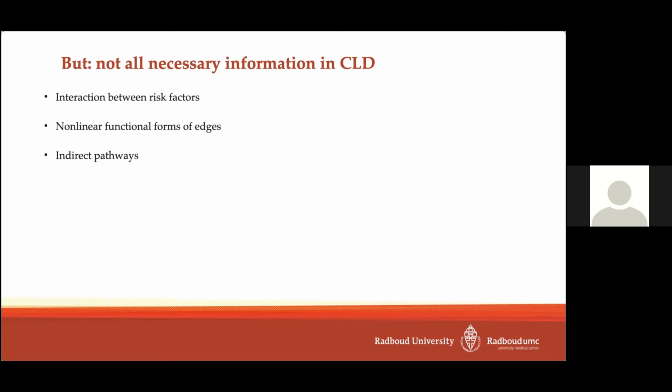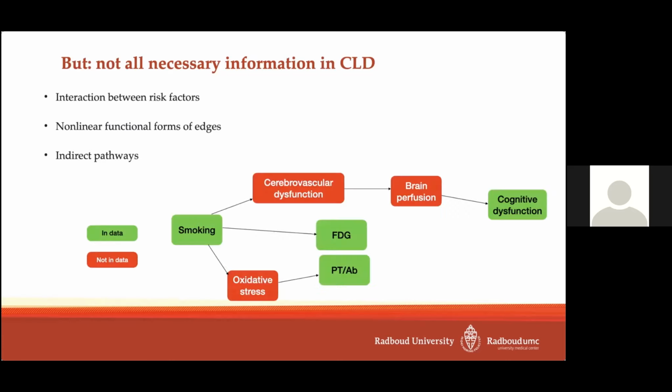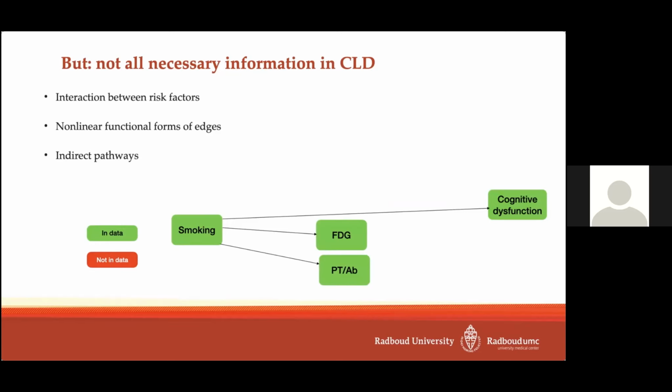And in addition, since we do not have data on every node in the diagram, it's not obvious how many indirect nodes to include. For example, if you have this diagram where the green nodes are in the data and the red nodes are not in the data, do we, when we do not have oxidative stress, completely omit that entire pathway, or do we replace it by a direct edge? And if we do that, do we then also do that when there are two variables that are not in the data in between? And this is important because the more layers of indirect edges we allow, the more complex the model is going to become.